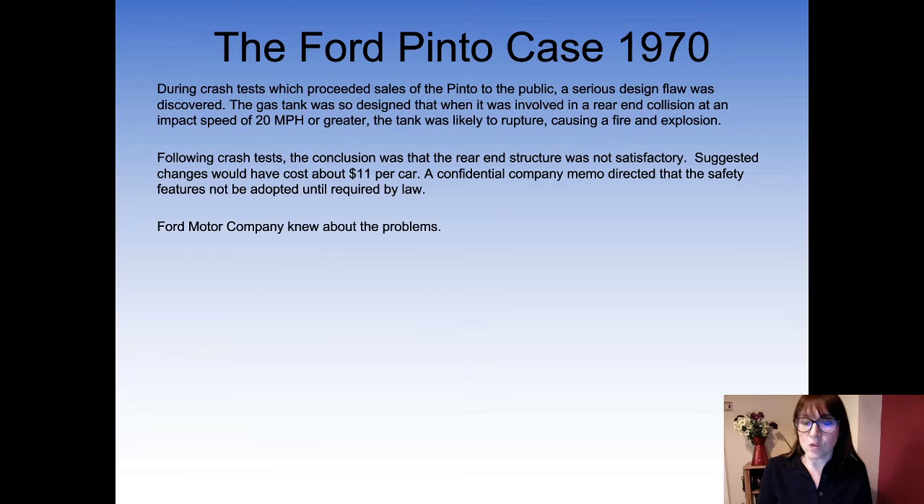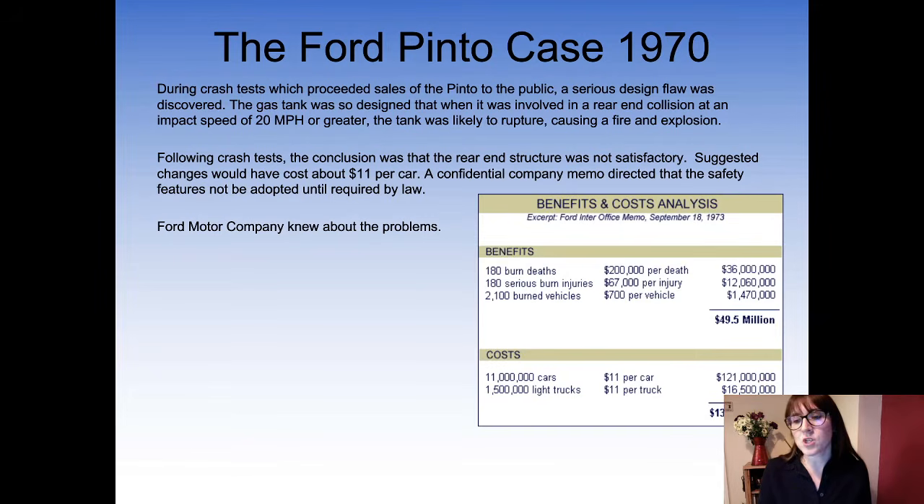They worked out that it wasn't satisfactory and that it would cost $11 per car to change. A confidential company memo directed that the safety features not be adopted until it was made legal by law. Because the law didn't require you to make these changes, even though you found it before the car sales, and even though you knew it would cause death, they by law did not have to do it back in the 70s. This is because they weighed up the numbers. They looked at roughly the amount of deaths, burn cases and burnt vehicles that might happen, and then obviously the suing, etc., that would come from that.